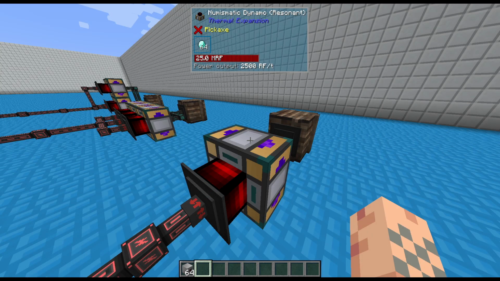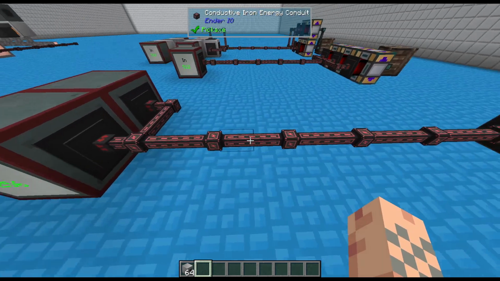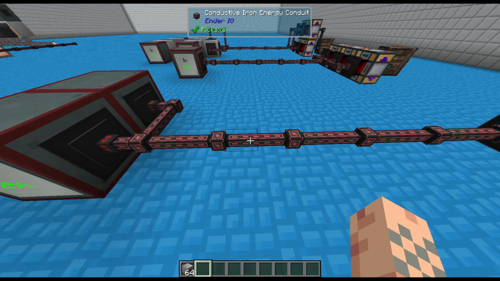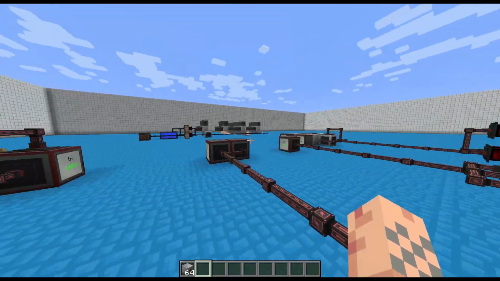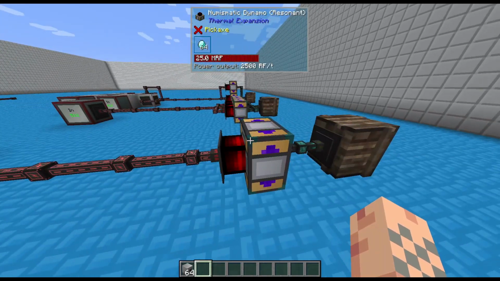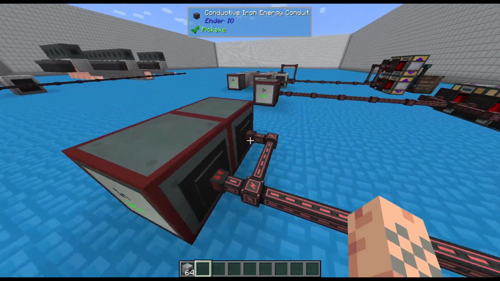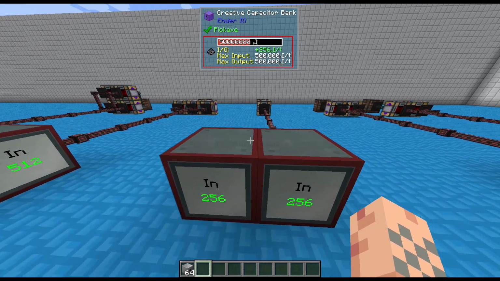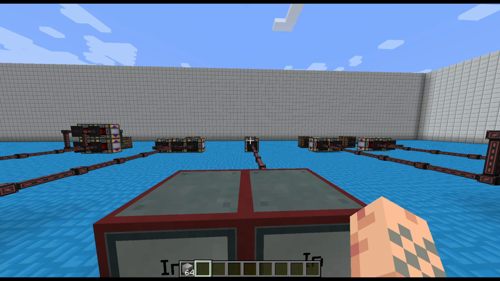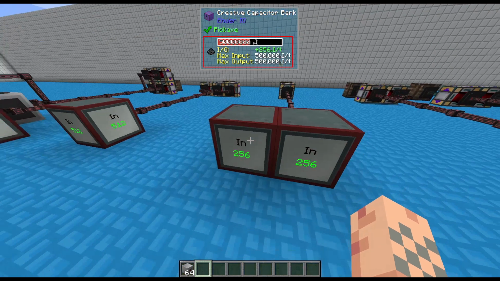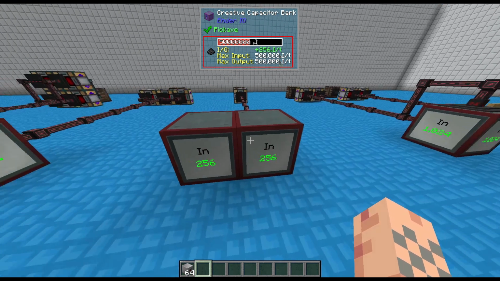As an example, you can see here that we have one dynamo producing right now 2500 RF per tick. We have the conduit that has a maximum of 512, and this forms one connection because we have one input and two outputs, but like I said, we have only one input. So our power will be divided between these two capacitor banks. If we add one more dynamo, or more than one dynamo, they will both have 512.